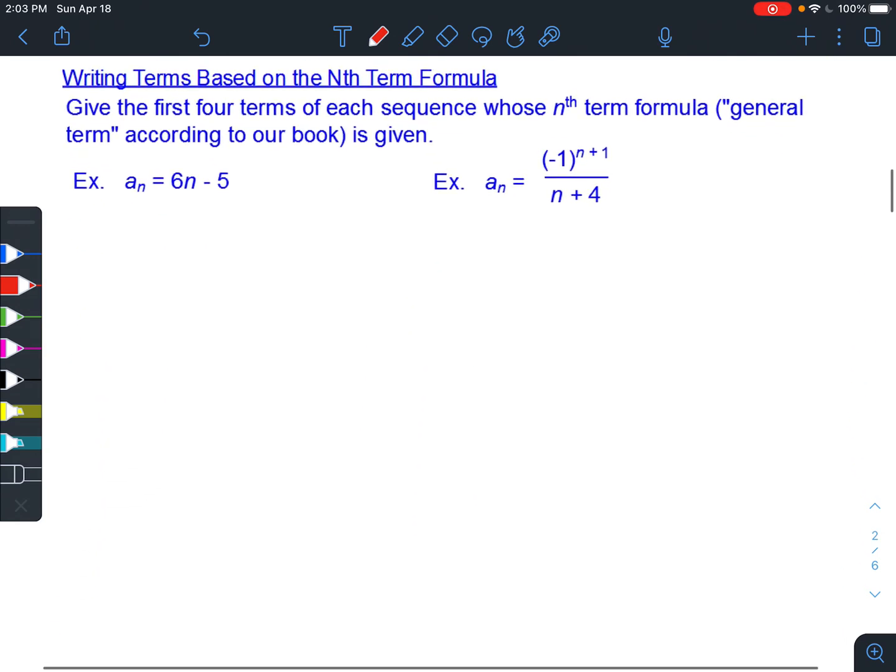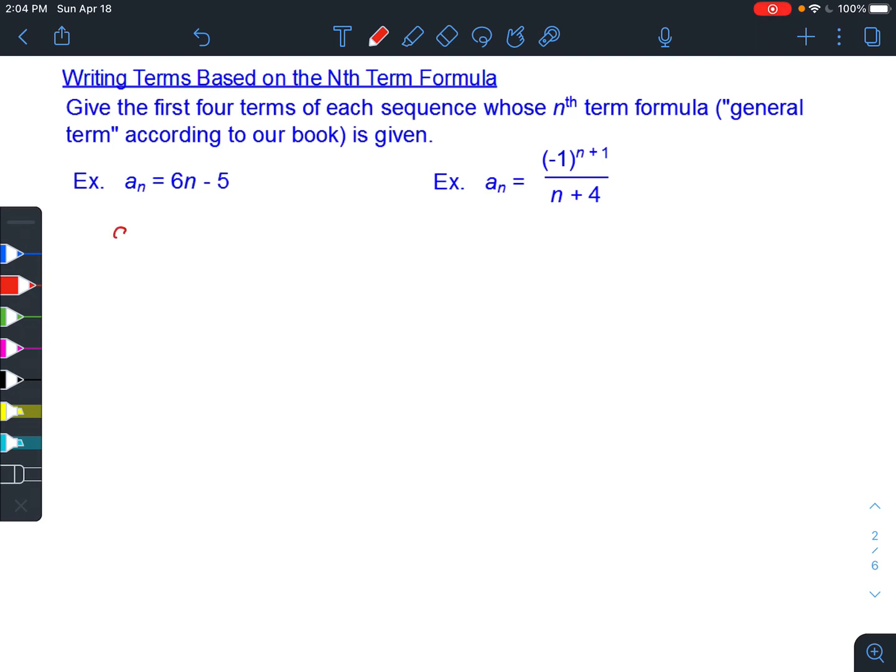Now, write terms based on the nth term formula. The book is going to ask you to give the first 4 terms of each sequence whose nth term formula, or what the book calls a general term, is given. I've seen nth term formula almost everywhere else besides our book, so I'm going to use nth term formula more so than general term as we go. Our first example has a sub n equals 6n minus 5.